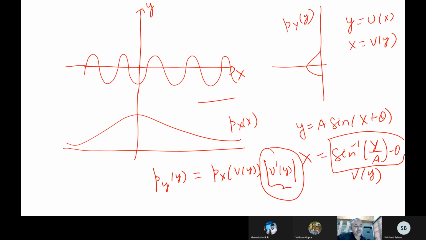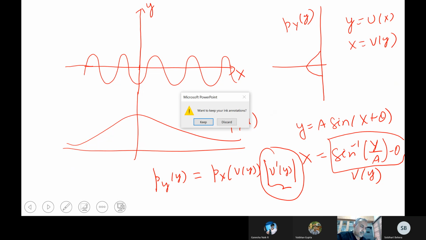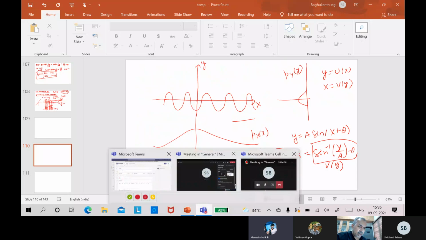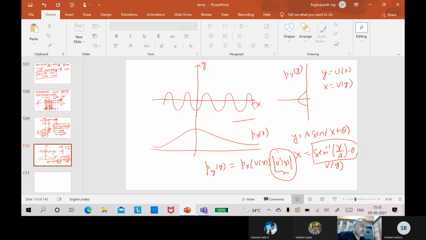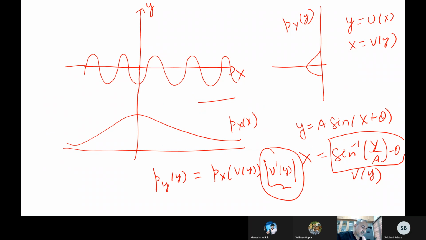See, what is the derivative of sine inverse of x? What is the derivative of sine inverse of y? It is 1 by root of 1 minus y square. All of you are there, right? Yes. So p y of y will be 1 by root of a square minus y square. So this is v dash y.